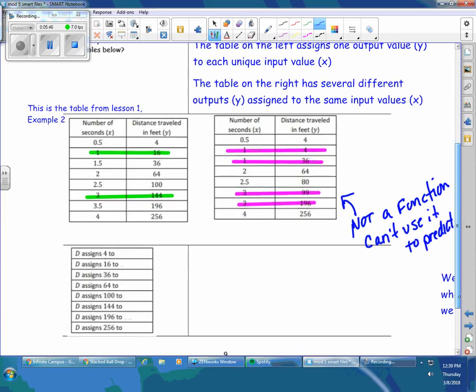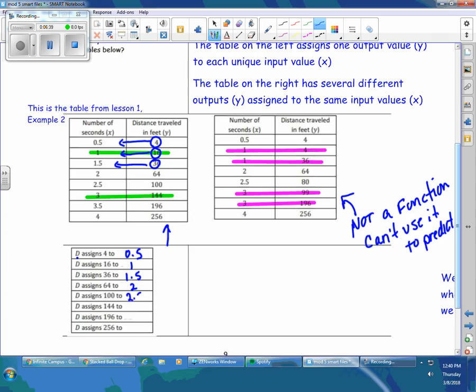So here's some new language or new ways of looking at things. We're going to use the table that is a function to fill in this table down below. It's talking about assigning our output to a specific input. They're giving us our output. Our output is 4. The function D, they're calling it a function D, assigns 4 to what input? It would be an input of 0.5. So the output is assigned to something specific. 16 would be assigned to 1. 36 assigned to 1.5, and so forth.